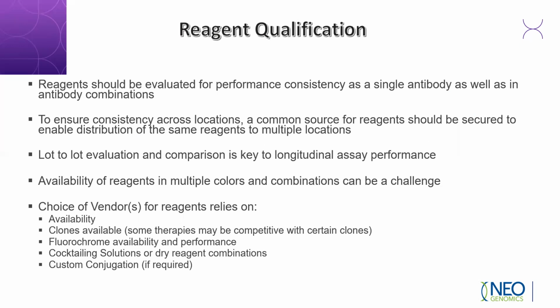To ensure consistency across locations, a common source for the reagent should be secured to enable distribution of the same reagents to multiple locations. This can be achieved through either a centralized location, which can then be used to confirm the validity and performance of the reagents, or via a centralized distributor if predefined criteria for reagent use are defined by the transferring laboratory. Lot-to-lot evaluation and comparison is key to the longitudinal performance of each individual component as well as the fully put together panel elements.